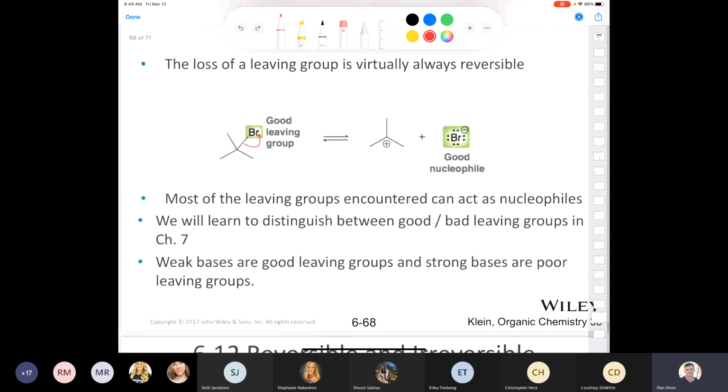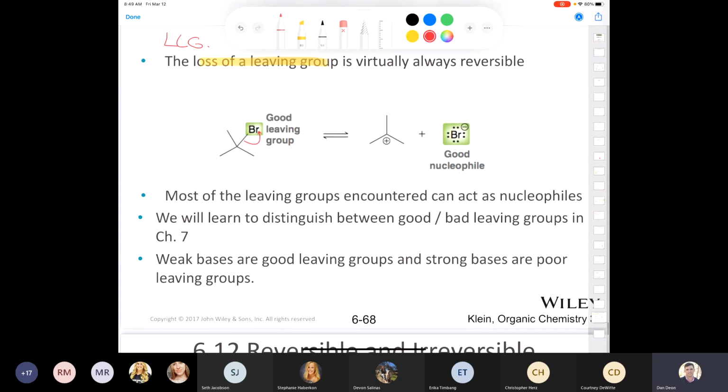Loss of leaving group, here's a quick and dirty rule for you. Loss of leaving group, the LLG, is virtually always reversible. So even if you just guess, you're going to know if you got it right or not. I just told you the answer for this one here. I told you how to identify good and bad leaving groups. The good leaving group is the conjugate base of a strong acid. A bad leaving group is the conjugate base of a weak acid. That's going to get you through everything you need to know in Chapter 6.